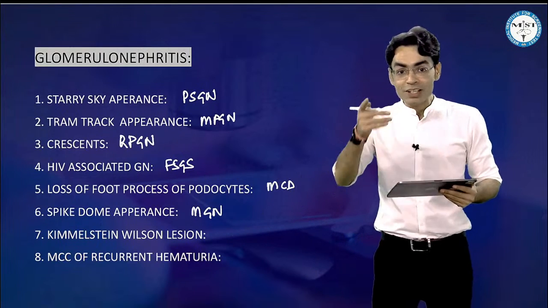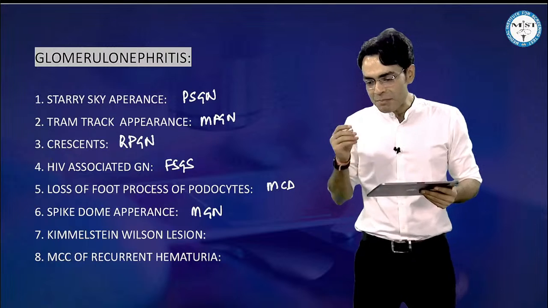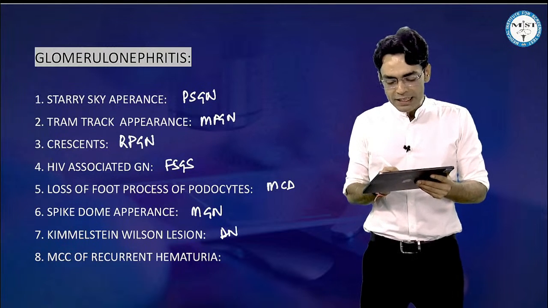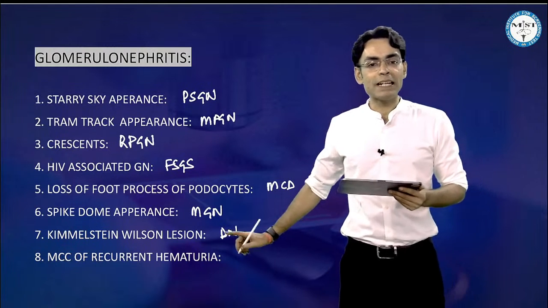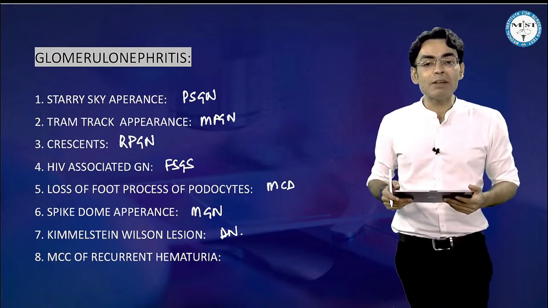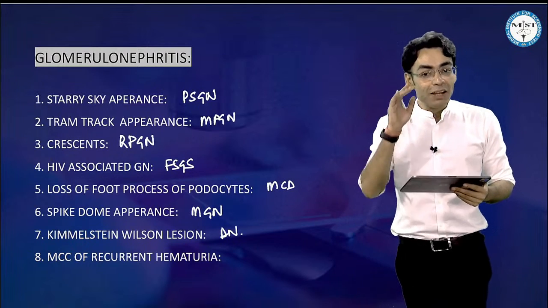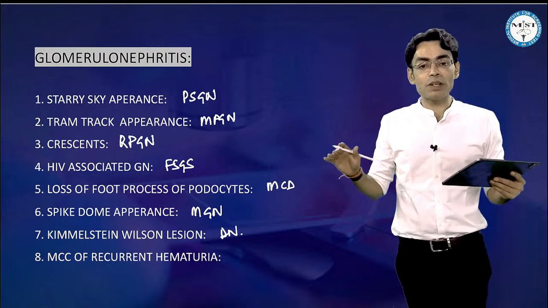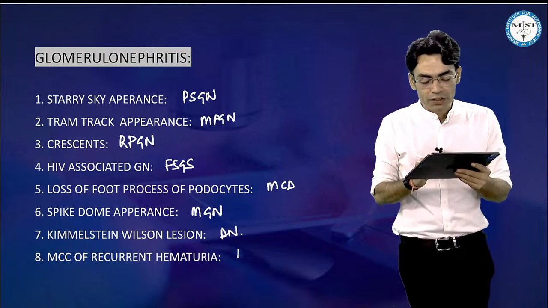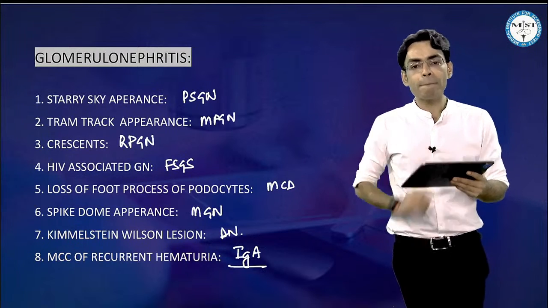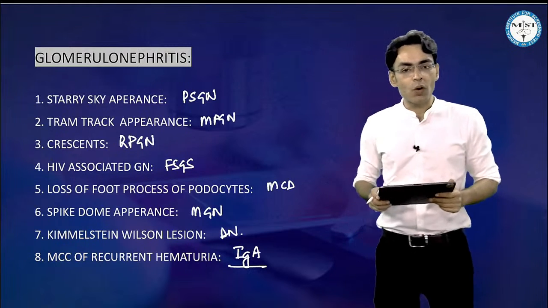Kimmelstiel-Wilson lesion, we have discussed. You must already know the answer. Yeah, this is your diabetic nephropathy. And most common cause of recurrent hematuria. If they have just given you this question, most common cause of recurrent hematuria, it is always IgA nephropathy. This is IgA nephropathy which we have. Okay.